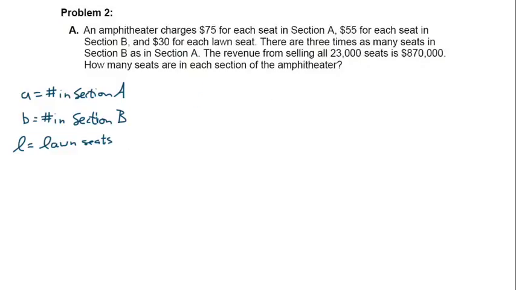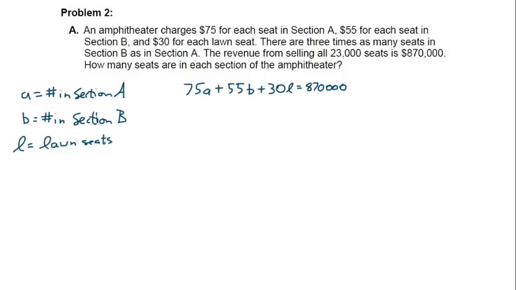So we have section A. Well, it's $75 for every seat in section A. So 75 times the seats in section A, plus $55 for the seats in section B, plus $30 for all the lawn seats. Now, when they sold everything, how much did they make? They made $870,000.